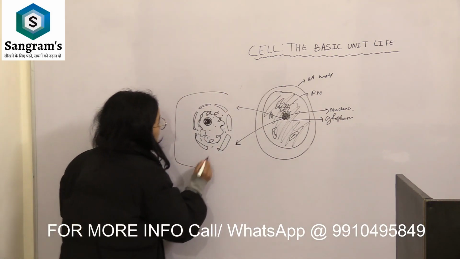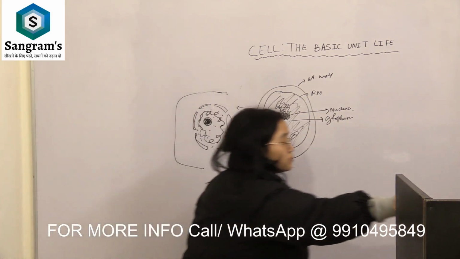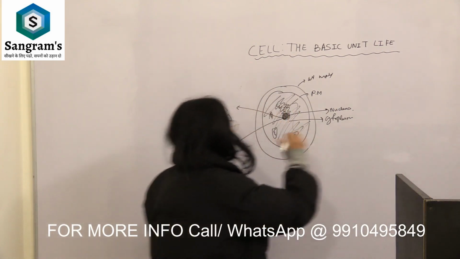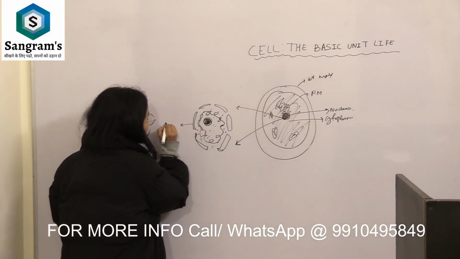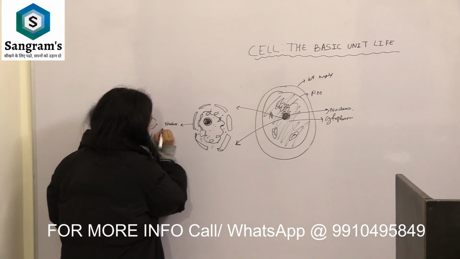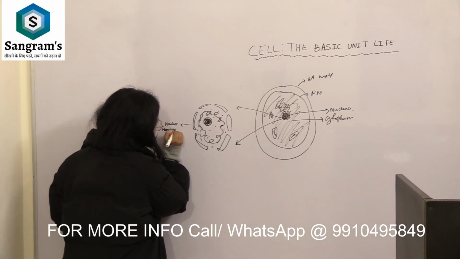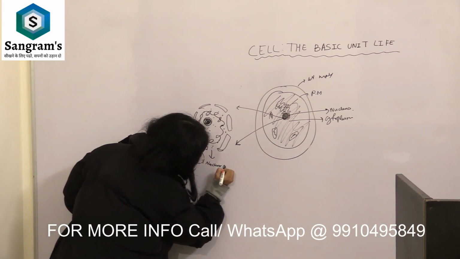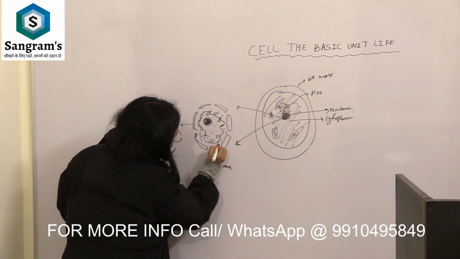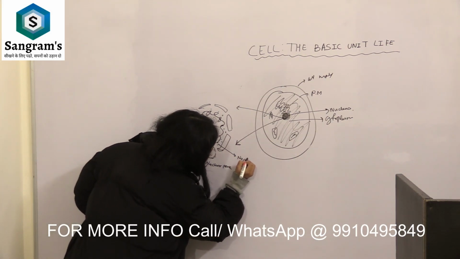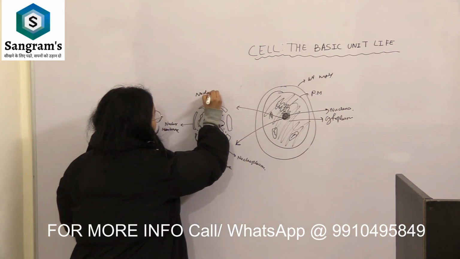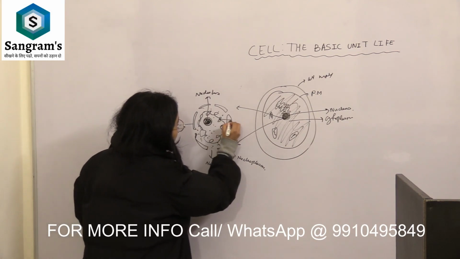If we look at the structure of a nucleus, it consists of a nuclear membrane, nuclear pore, this dotted structure is the nucleoplasm. It's not dotted actually. Nucleoplasm followed by nucleolus and then chromatin.